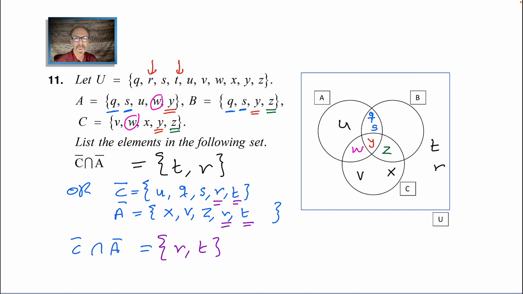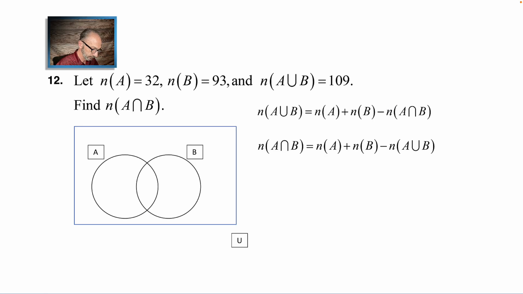Same answer. I think that should do it for 11. Let's move on. Number 12. The number of elements in A is 32, the number of elements in B is 93, and the number of elements in the union is 109. We need to find the number of elements in the intersection.